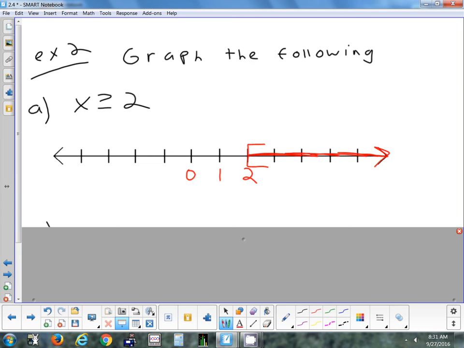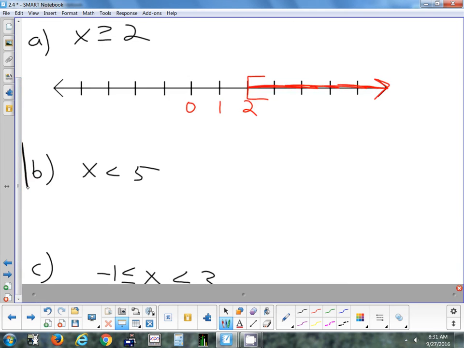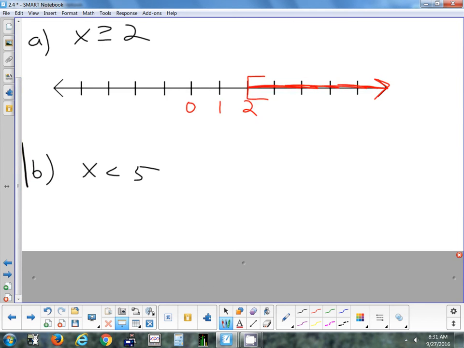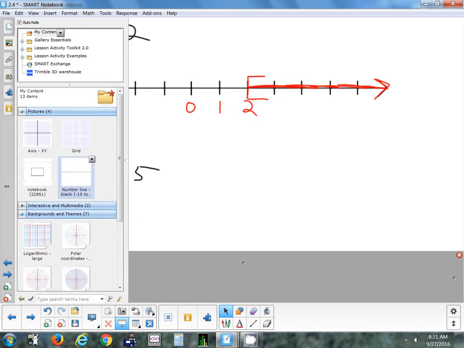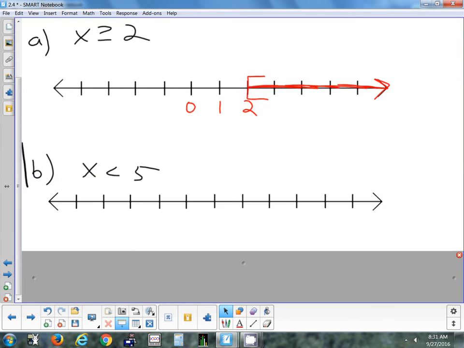All right, let's look at B. Okay, so this one says x is less than 5. Okay, Ava, what kind of symbol do I need on 5? You need a parenthesis. Yeah, I can do a parenthesis. And which way am I going to shade? To the left. To the left. I want all x's less than 5.